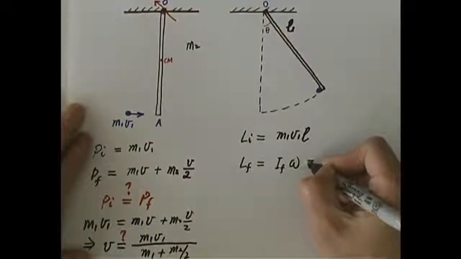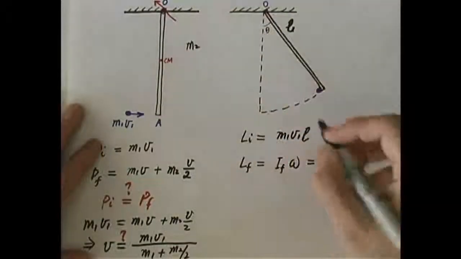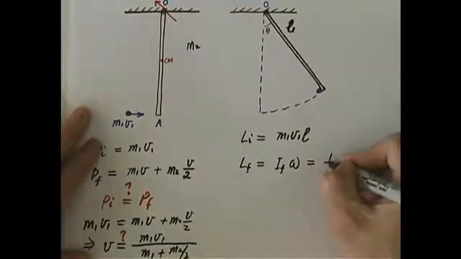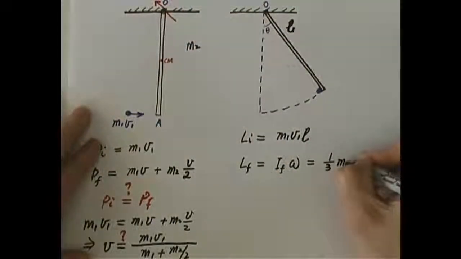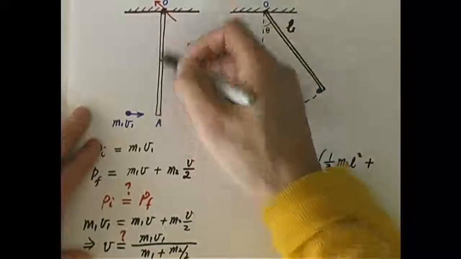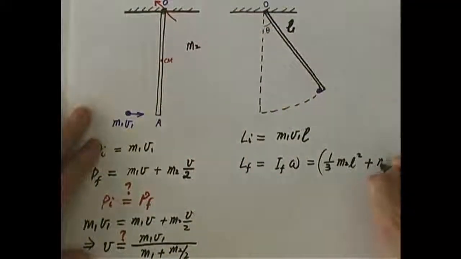What is I final? Well, you've got two things: the rod plus the object hanging at its end. The rod has a rotational inertia about 0.0. It's 1/3 m2 L squared, right? Plus, there is a point mass here. That point mass is a distance L away from 0.0, so it contributes m1 L squared. That is I final times omega.